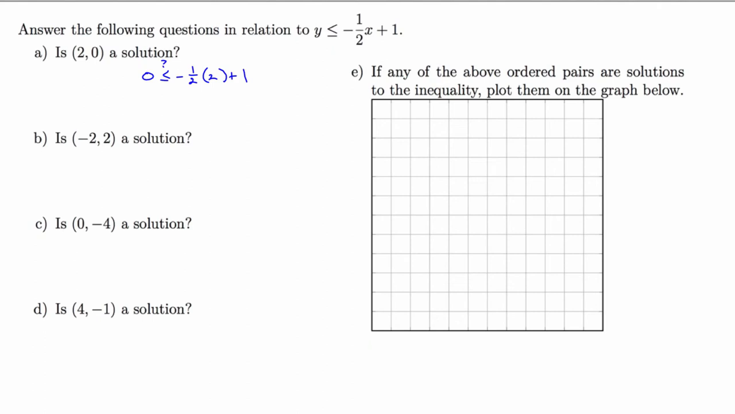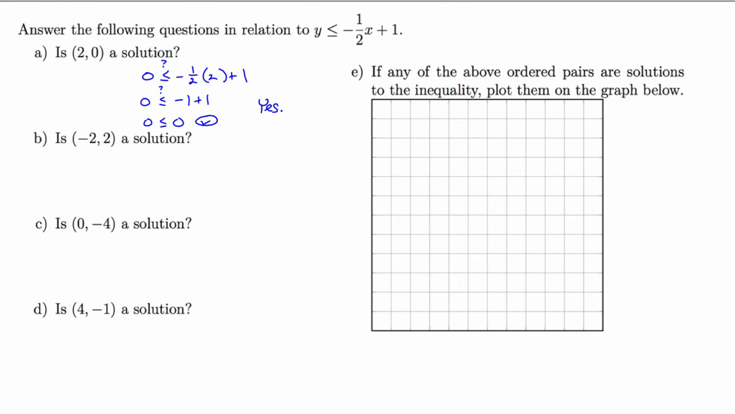Is 0 less than or equal to negative 1/2 times 2 plus 1? Well, we follow through like we would in any other example. Order of operations: negative 1/2 times 2 is negative 1, and negative 1 plus 1 is 0. And so we obtain the statement 0 is less than or equal to 0. That is a true statement, so this does check out. And we can confirm, yes, (2, 0) is a solution for this inequality.